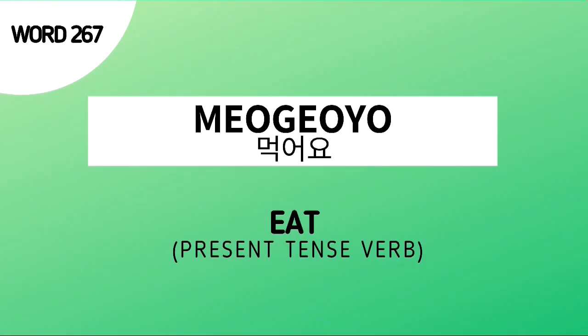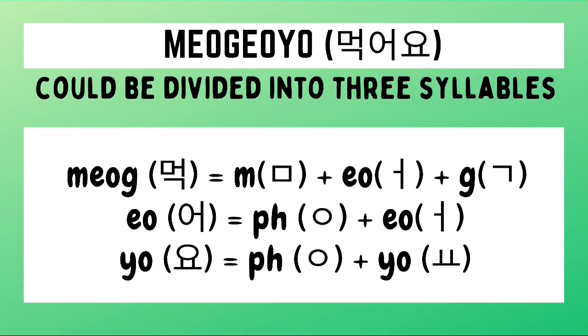The word 먹어요 means eat. This is a present tense verb. It actually came from the root word 먹다. And 먹다 is transformed into its present tense form and it became 먹어요.